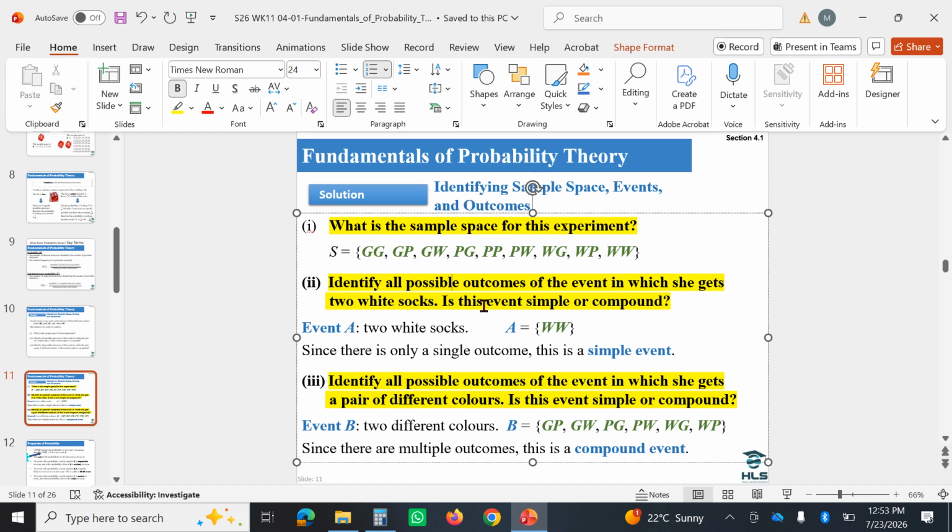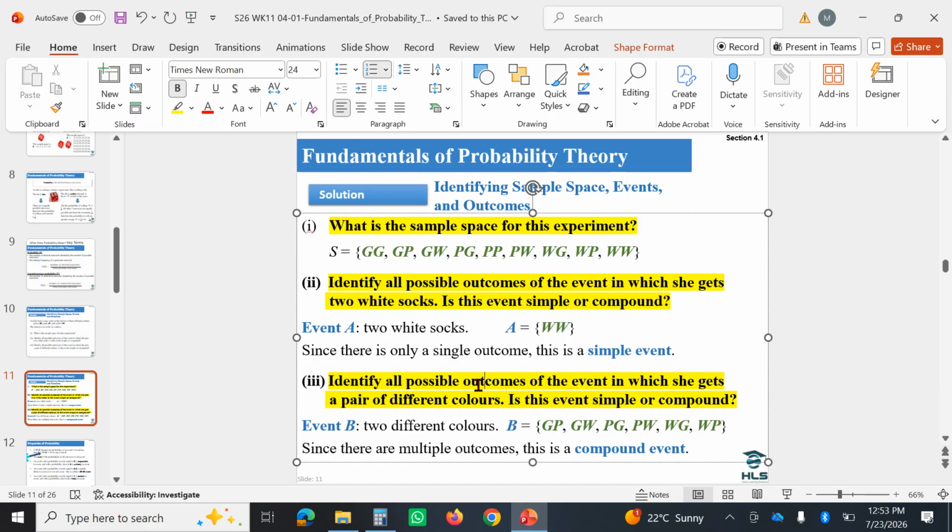Identify all possible outcomes of the event in which she gets 2 white socks, and is this event simple or compound? So event A, 2 white socks. The event is white white. Since there is only a single outcome, this is a simple event. Remember that? Only one outcome, simple.